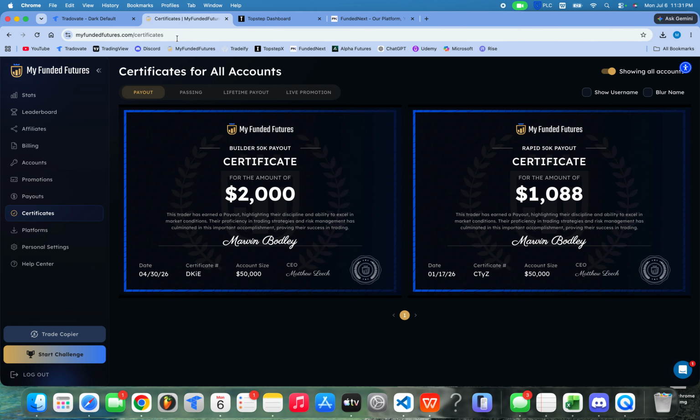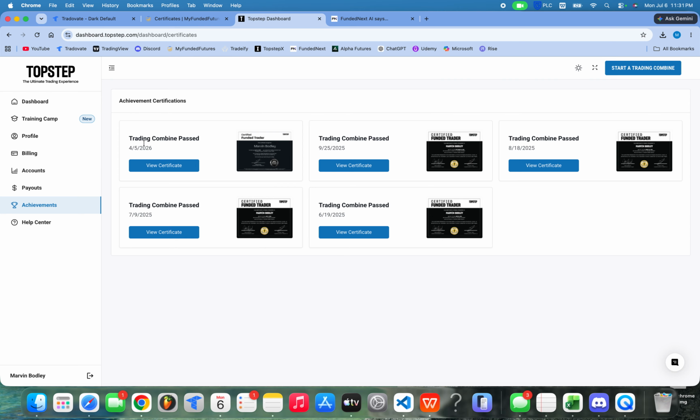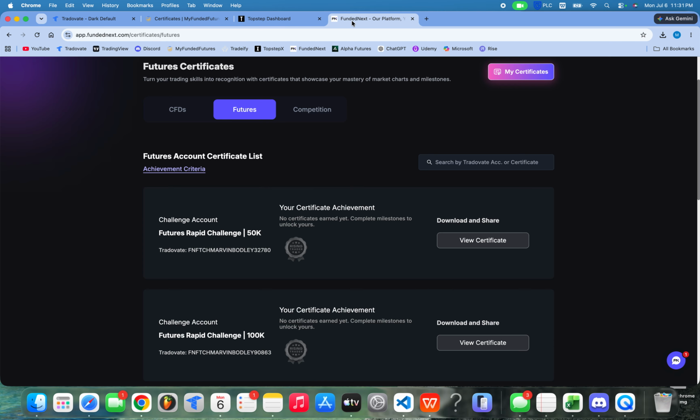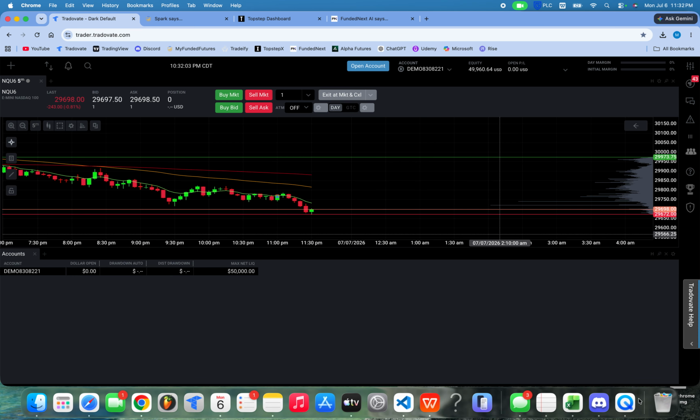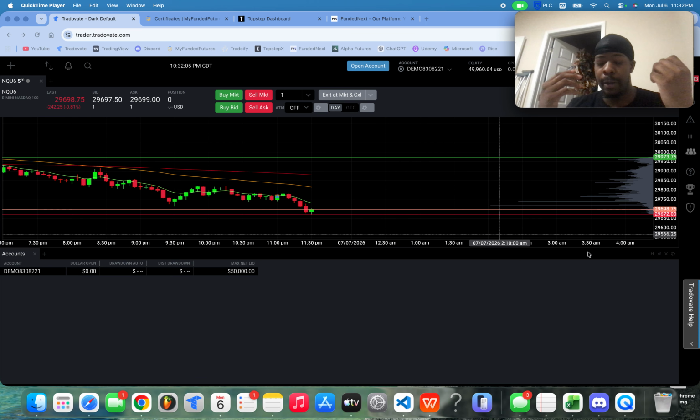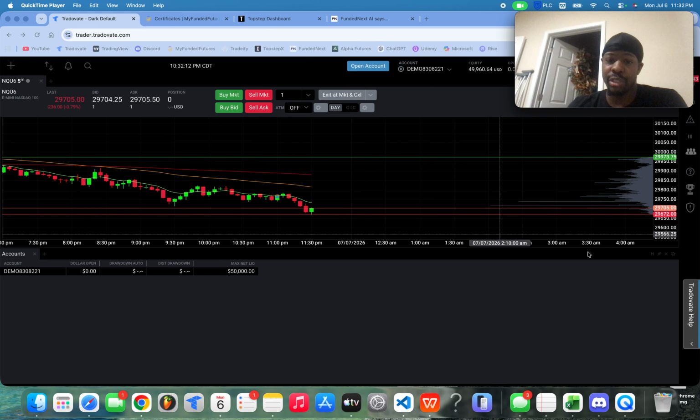Just stuff like this. Top Step, I passed multiple combines. For the next one, same thing, passed multiple. I've gotten a payout for $800 from this one as well. So the sky's the limit when it comes down to payouts. Like I said, I don't know if I said it earlier, but if I didn't, I'm saying it now: I have received payouts from these prop firms. It is legitimate money. It is a legitimate way to actually make money on the side.